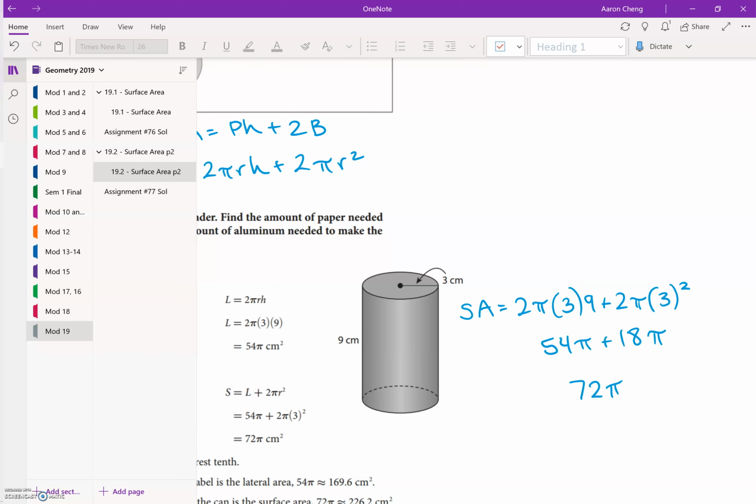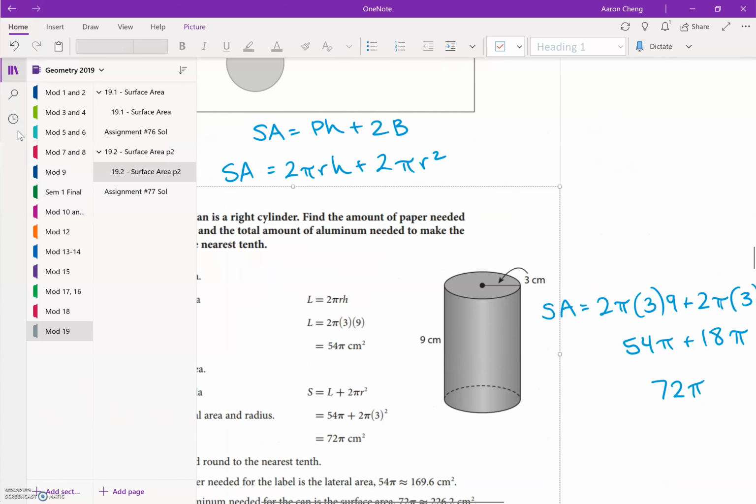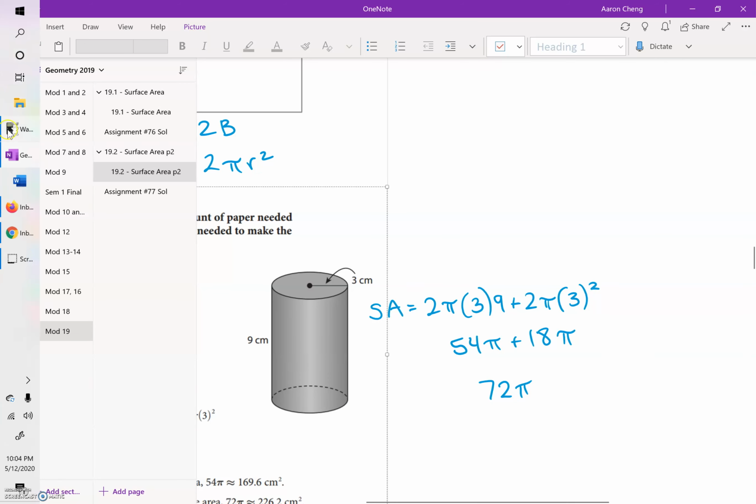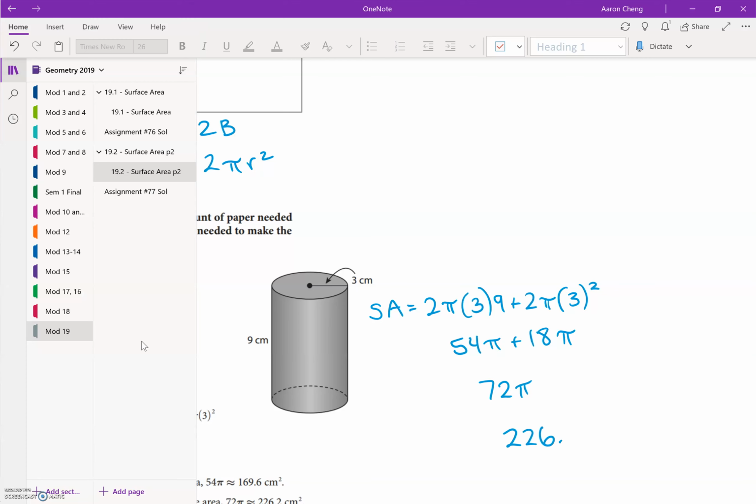And then we can go ahead and get a rounded answer. What do they want? Round this to the nearest tenth? Okay, we're going to round this to the nearest tenth. So we'll do 72 times pi: 226.2 centimeters squared.